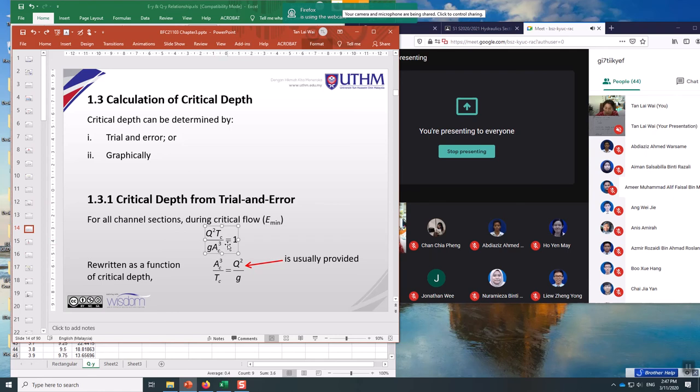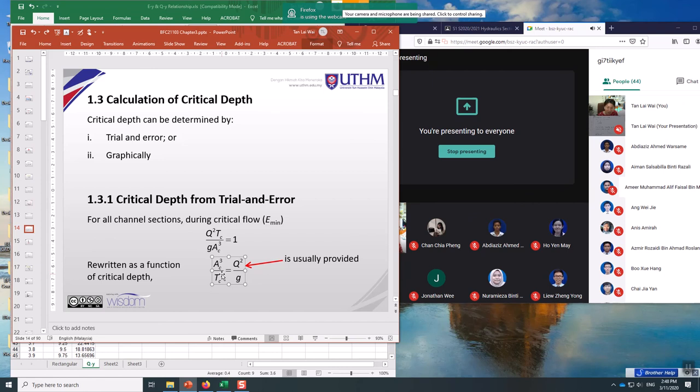This is the equation that we looked at when we set dE over dy equals to 0, so we get this expression here. So you have Q squared over g equals A cubed over T_c, which equals 1. Now I'm rewriting this expression in terms of this. It's similar to your section factor in chapter 2.